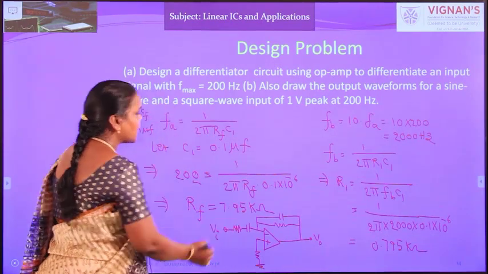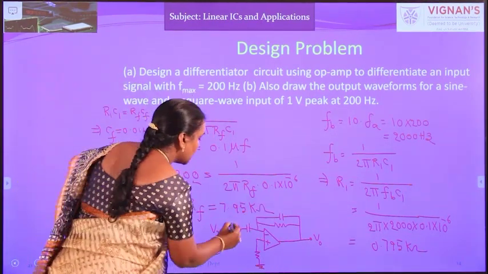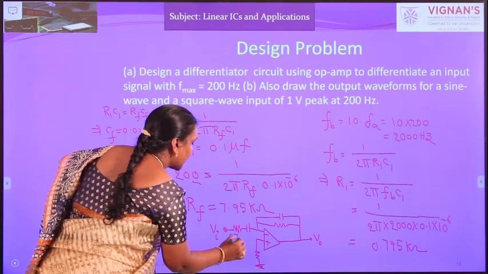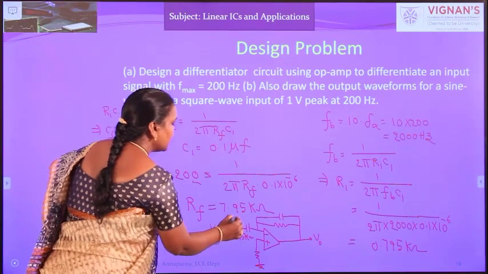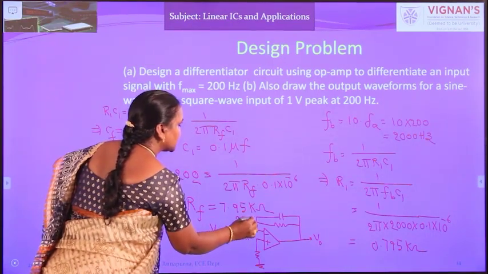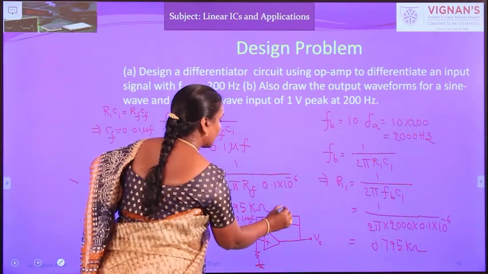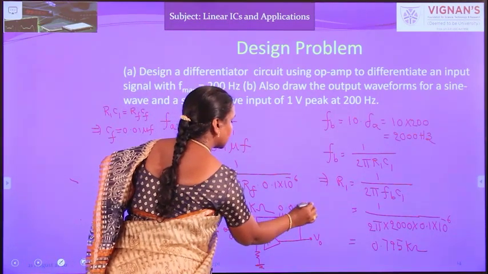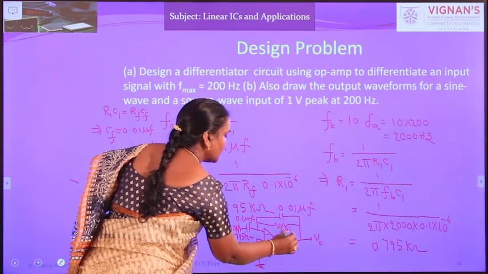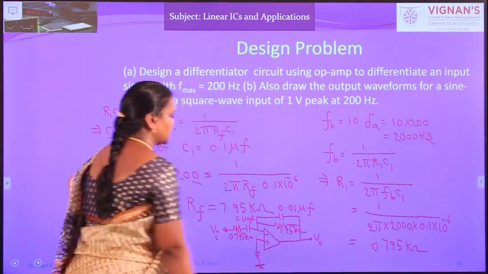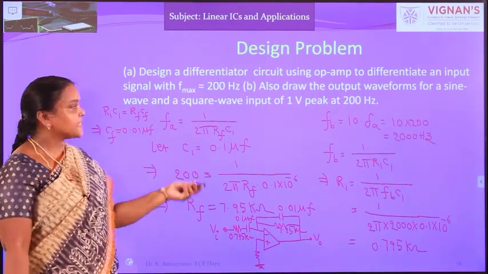So this is R1. What is R1 you got? It is 0.795 kilo ohms and C1 0.1 microfarads, CF 0.01 microfarads and RF 7.95 kilo ohms. Now the design is completed. So what is the next question?